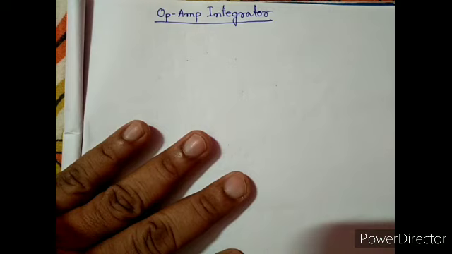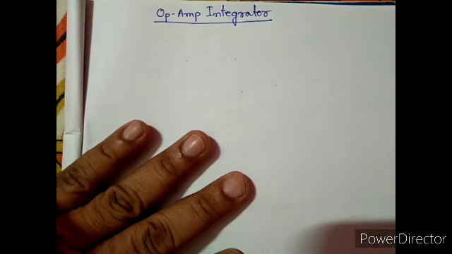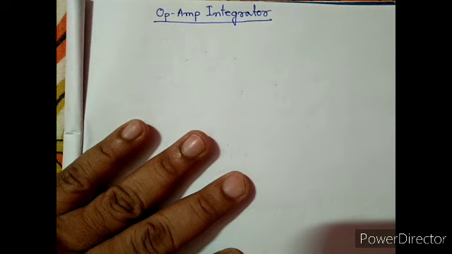Today we will study the op-amp integrator circuit. An integrator circuit is used to integrate the input signals. Suppose we want to generate a triangular wave from a square wave. If we integrate the square wave, we can generate a triangular wave. So we will come to know how the integrator circuit works.